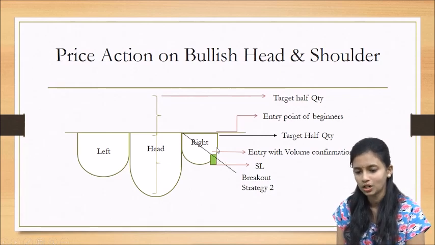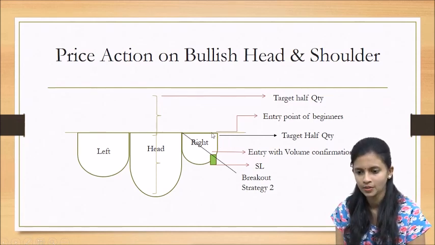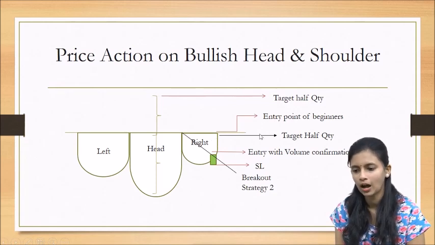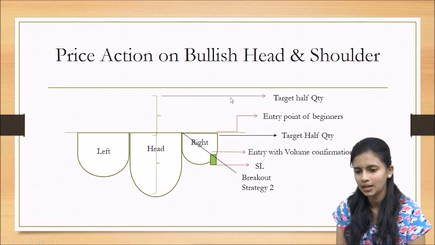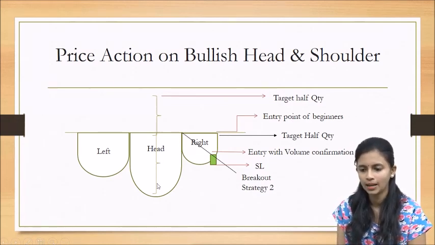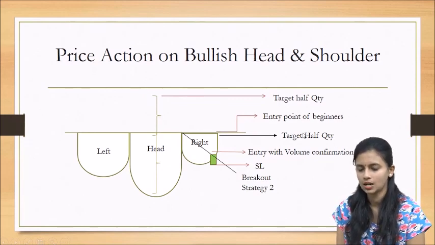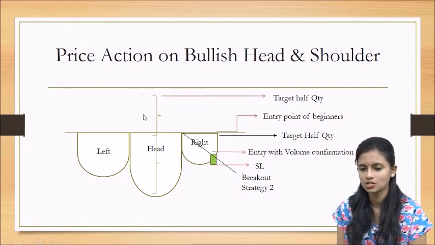Now for the target, what you can do is keep this as a target for half quantity. This is where other traders, that is those who don't use price action, will enter. So here you can book half of your profits by exiting half quantity, and for the remaining half quantity you can keep this head size. This will minimize your risk. By doing this half quantity setup, this will minimize your risk, and also when compared to other non-price action traders, you will be making double profits.